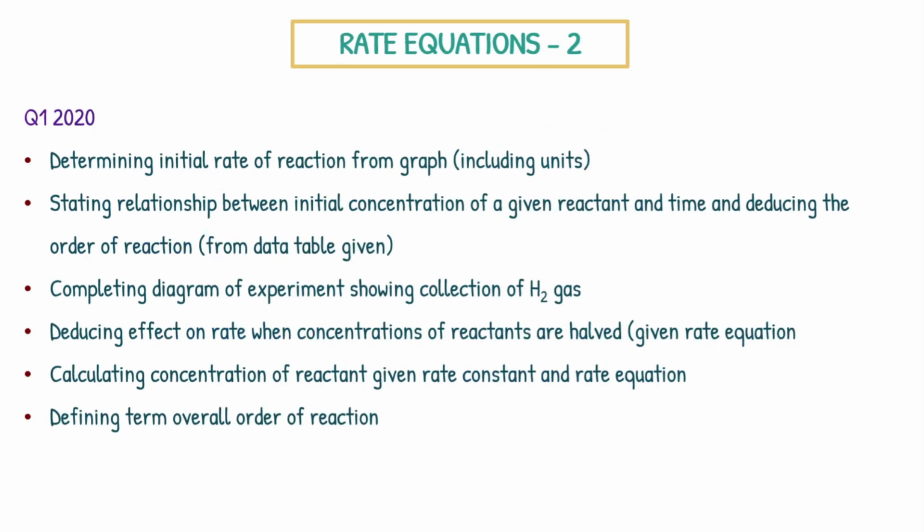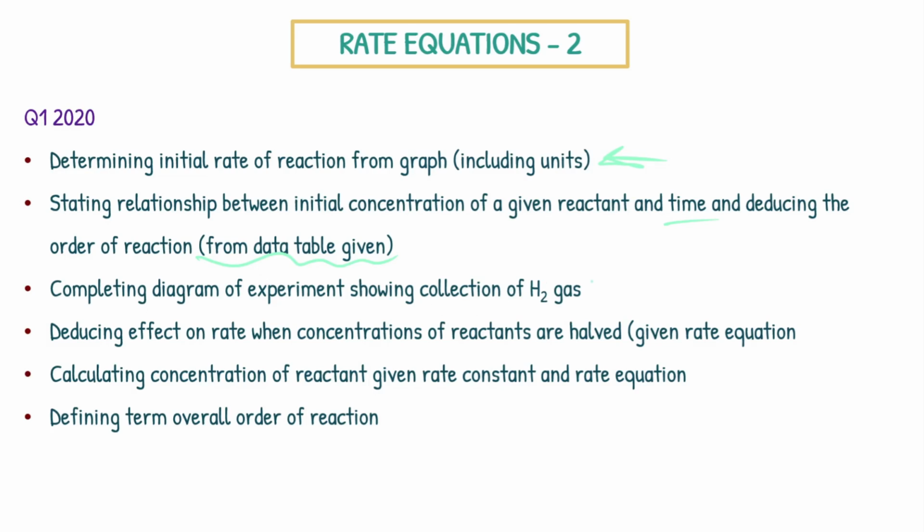Right, part 2 here. So this entire thing was from question 1 2020, okay? You had to determine the initial rate of reaction from a graph, including its units as well. You had to state the relationship between initial concentration of a given reactant and time. And you had to deduce the order of reaction. And this is from a data table, pretty typical here. If you've done some practice questions, you should be well aware of this.